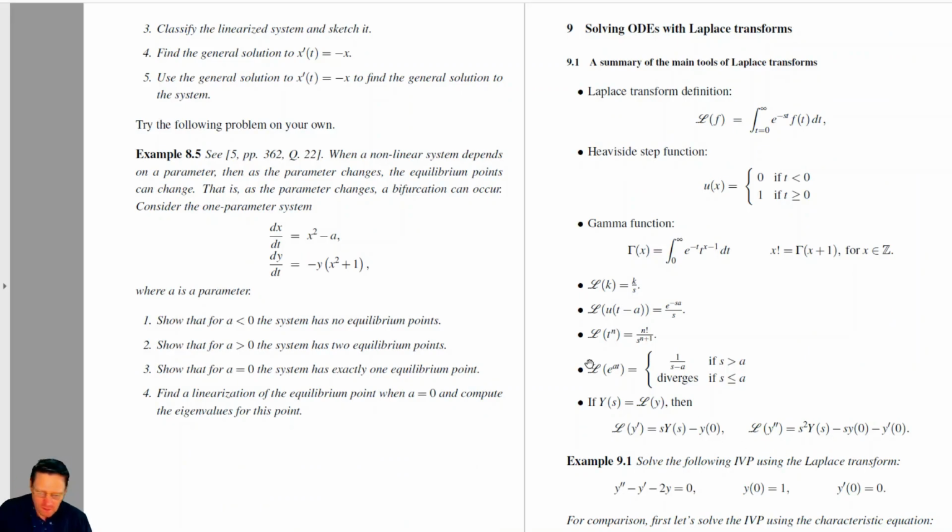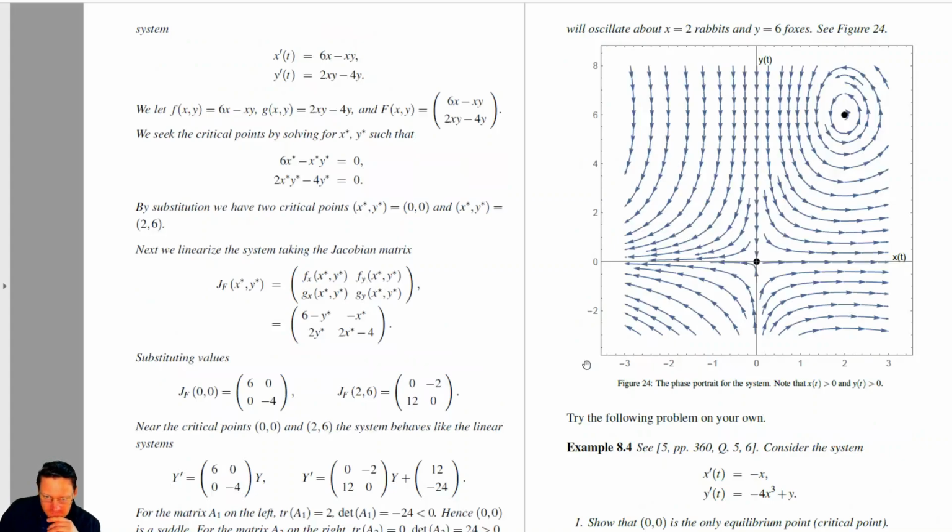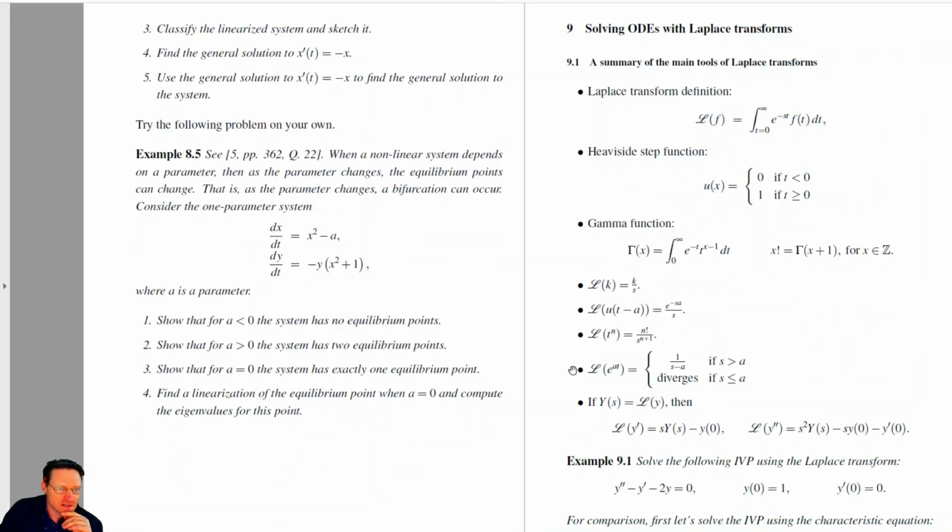Okay, so I don't have a solution here. This says try this on your own, so I'm just walking you through it. I think I'll do example 8.5, even though it says try it on your own. The next part of this says classify the linearized system and sketch it.